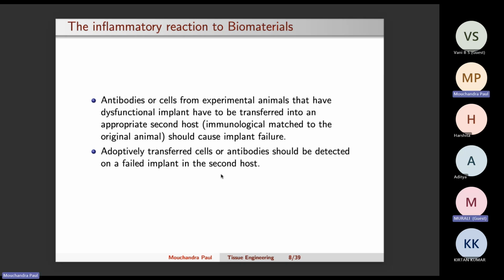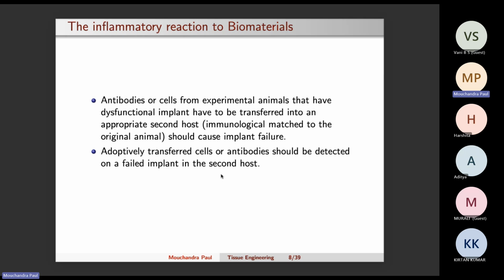All right. Ma'am, here we're talking about two hosts. Yes. Are the two hosts the same organism, human? No, not human. So usually we do our experiments with animals.